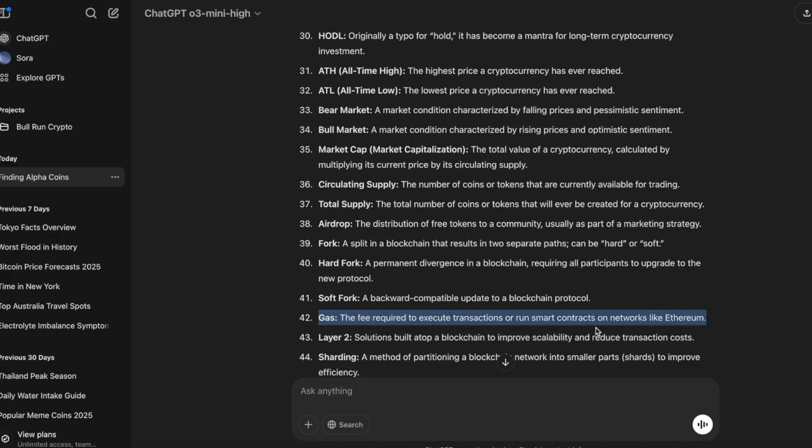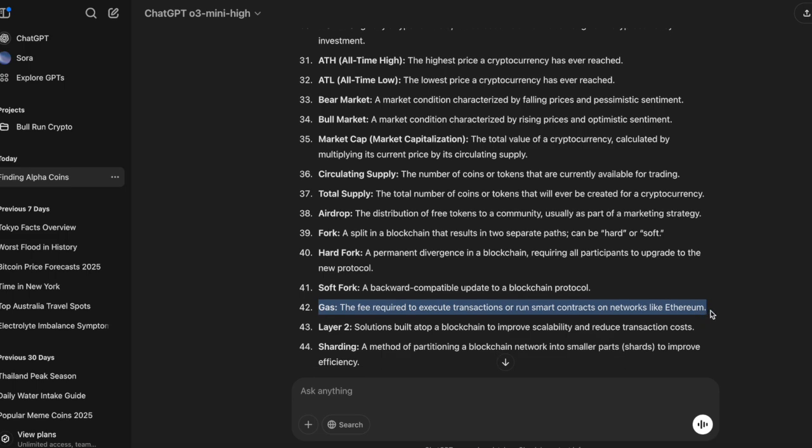Gas, a fee required to execute transactions or run smart contracts on networks like Ethereum. Gas would have been high fees, right? So anytime you see that, that just basically is another word for fees.